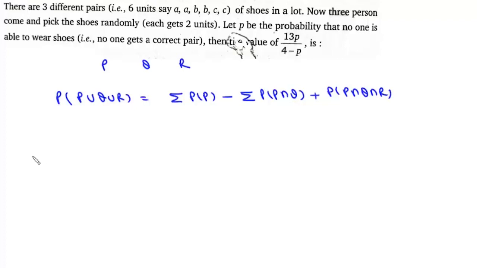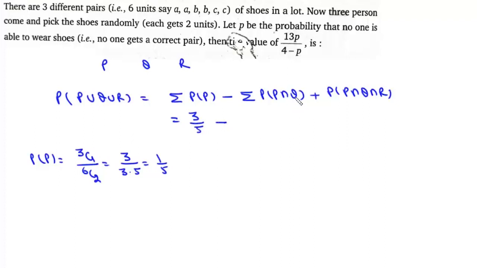Now the probability that P gets a matching pair is 3C1 divided by 6C2. Now this is 3 and this is 3 into 5. So it will be this 1 by 5 and will be same for Q and R. So this will be simply 3 by 5.